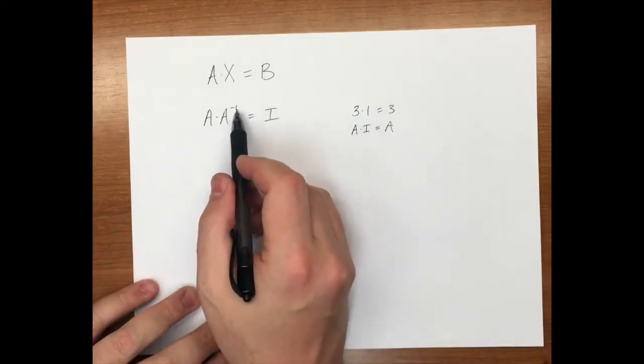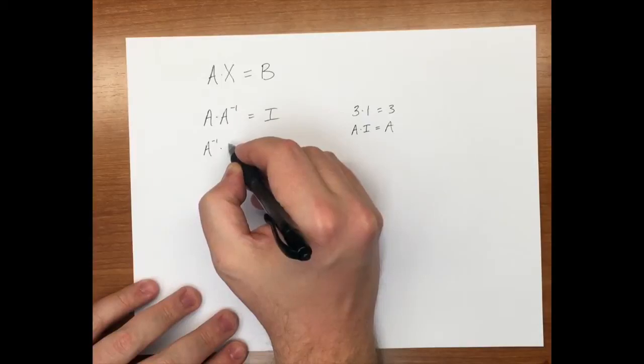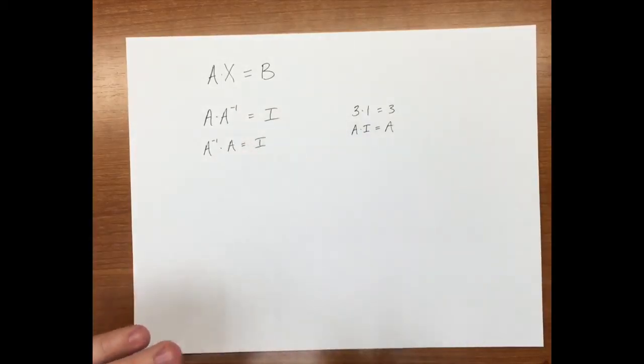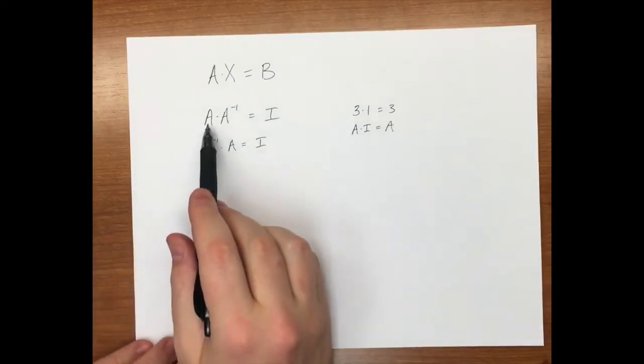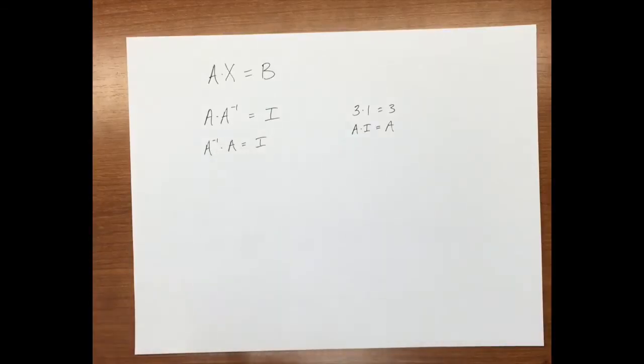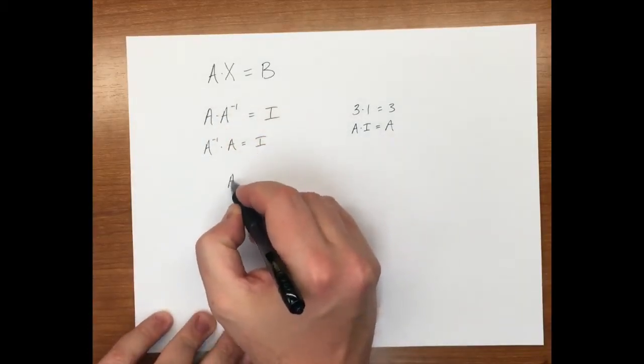Now, A times A inverse is the identity, but it also works the other way around. A inverse times A also gives you the identity. We said that matrix multiplication is not commutative, but when we have inverses like this, A times A inverse and A inverse times A, then in that case, we do have matrix multiplication being commutative.